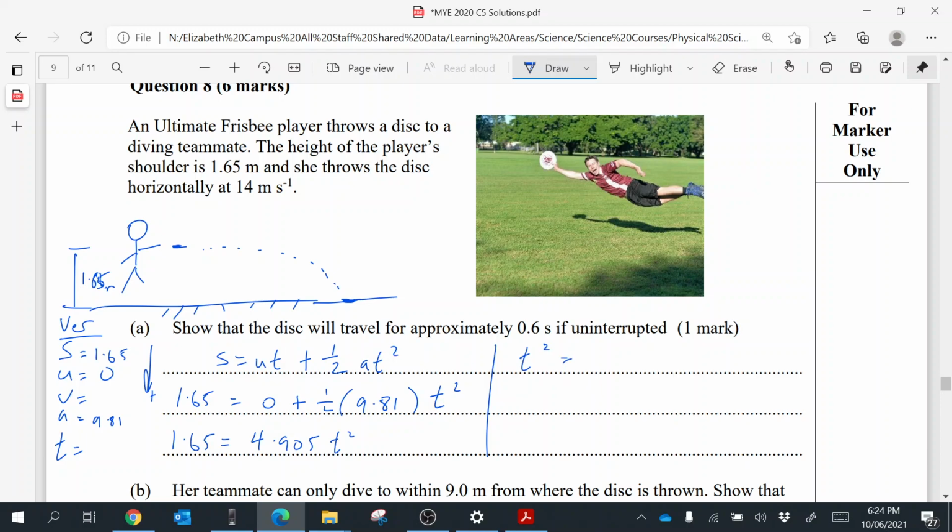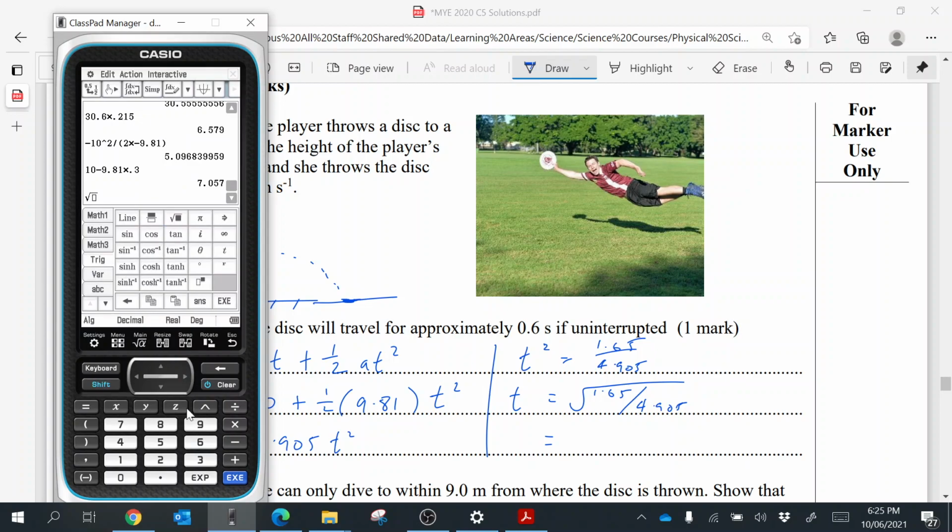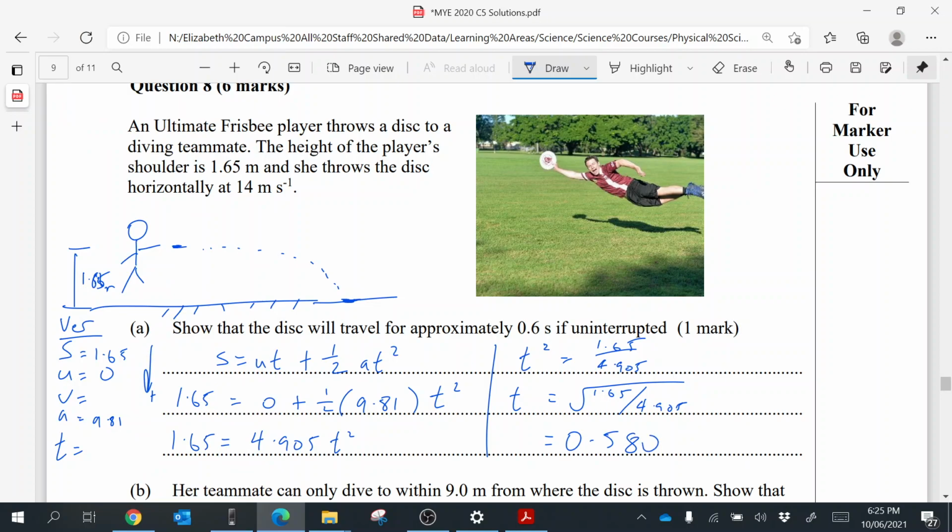I'll do every step. Why not? T squared is 1.65 divided by 4.905. T is equal to the square root of that, 1.65 divided by 4.905. And that's going to be equal to, we're really showing it. Let's hope this is correct because I've written a fair bit now. 1.65 divided by 4.905. What do we get? 0.580, don't we? Which is approximately 0.6 seconds.